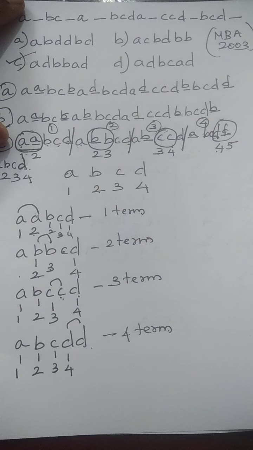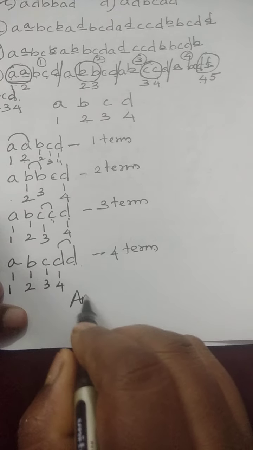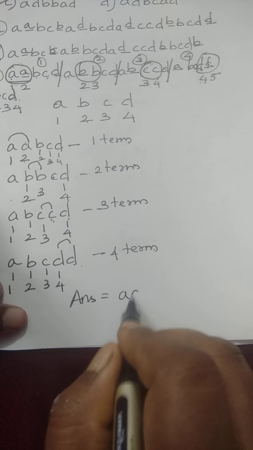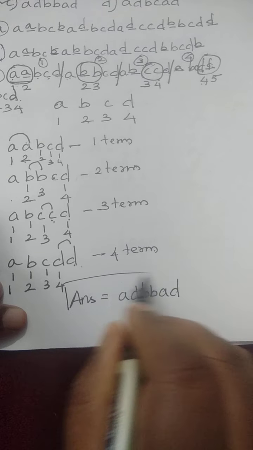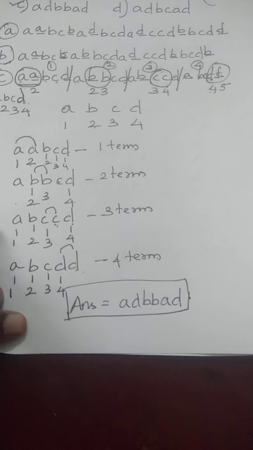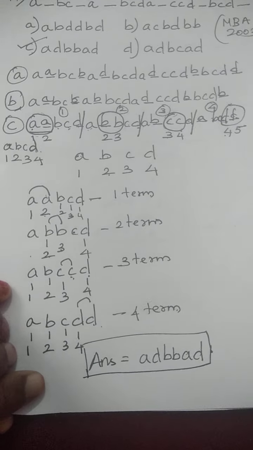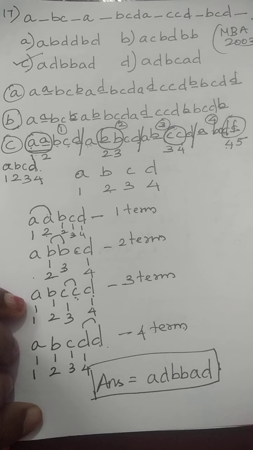So here I am using the options to find out the answer. Answer is A, D, B, B, A, D. This is also a continuous pattern series, a different method sum. This is the fourth method; we already saw three methods.